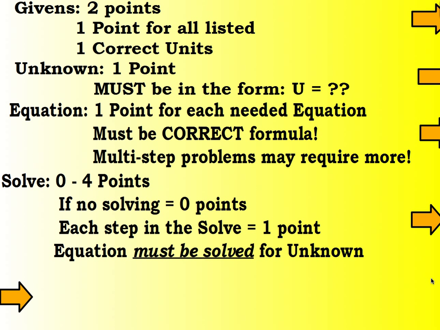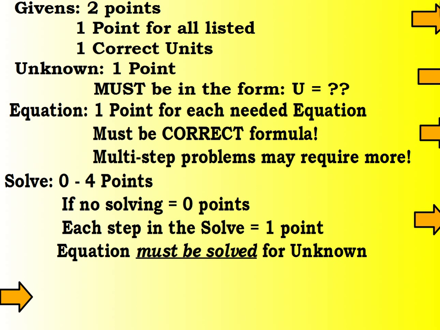Now, solving, anywhere from 0 to 4 points. If no solving is needed, then 0 points, excuse me. Each step is 1 point. And then the equation must be solved for the unknown. Remember how I had them write the unknown equals question mark, question mark? This is what they're solving for. So when we get down to the solve, if they've been looking for V naught up here, it must have V naught on the left side down here.